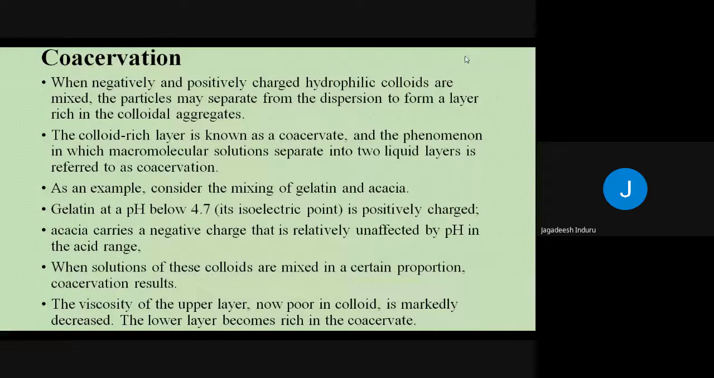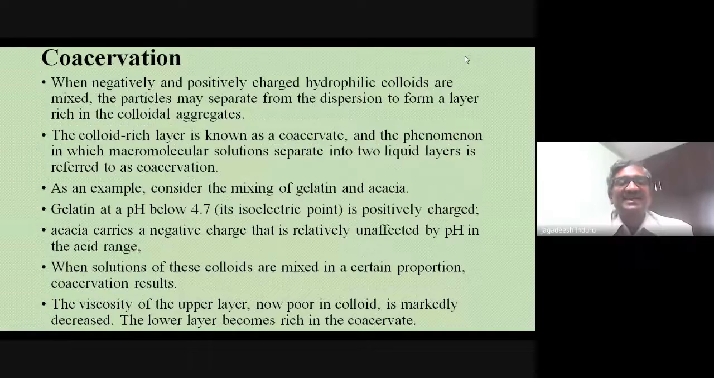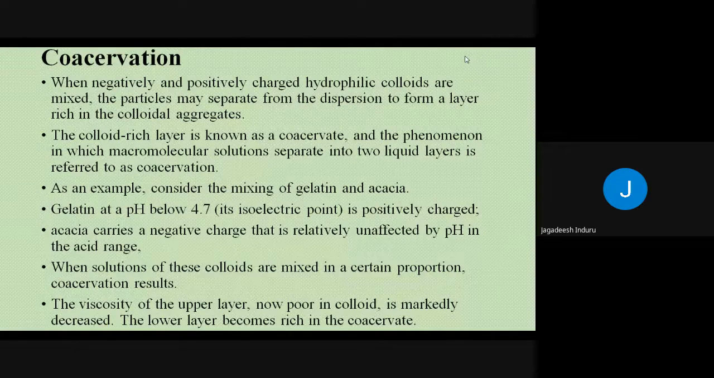Below 4.7, gelatin is positively charged. When it is positively charged, you add acacia, which is negatively charged at that particular pH. The opposite charges present in the gelatin and acacia, at pH below 4.7, will cause the precipitation, that is, a coacervate. So when the solutions of these colloids are mixed in a certain proportion at the particular pH, you will get coacervation.